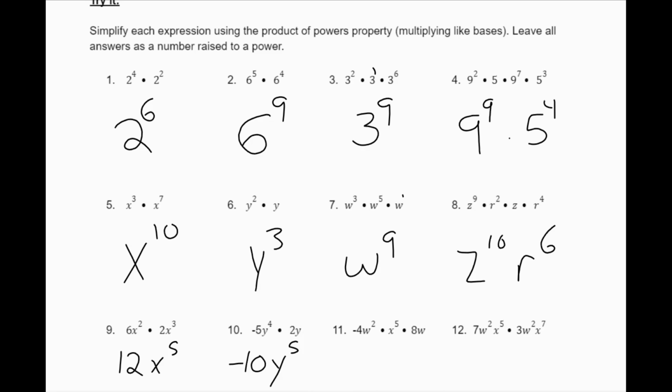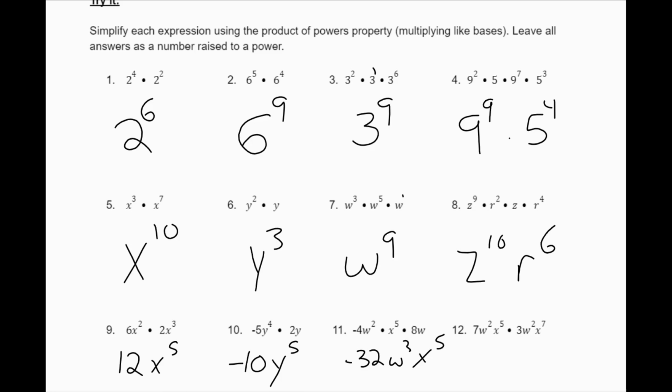Looking at number 11, we have negative 4w squared times x to the fifth times 8w. Notice I have like terms of w squared and w. I don't have a like term with the x, so I'll leave that separate. So negative 4w squared times 8w would give me negative 32w to the third, and then I'd have my x to the fifth left over.